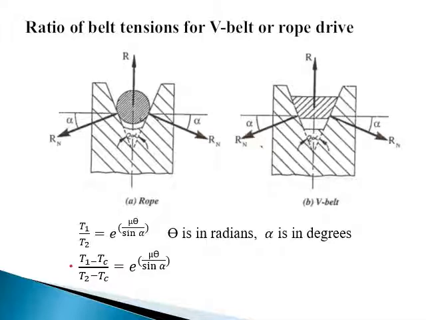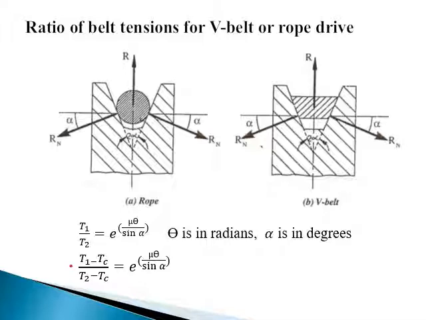So coming to the ratio of belt tensions for the V belt or rope belt drive, this is the equation that we use. For the flat belt we use T1 by T2 is equal to e to the power mu theta. But in case of V belt, what we use is T1 divided by T2 is equal to e to the power mu theta divided by sine alpha. So this is the extra thing that we have, where theta is in radians, alpha is in degrees.